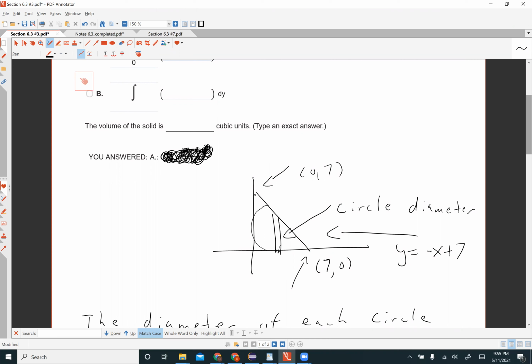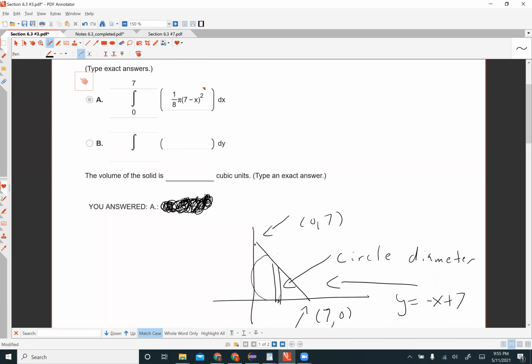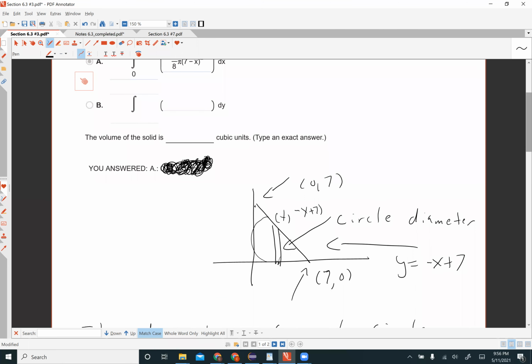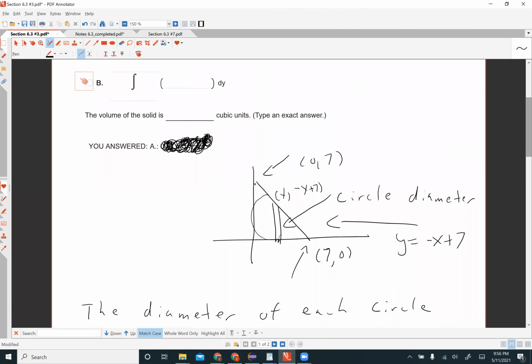I have two points, (0, 7) and (7, 0). So we compute the equation of that line for the hypotenuse, and it's y equals minus x plus 7. We take any point here, and go from x up to minus x plus 7. So the radius of any of the circles is minus x plus 7. I'm sorry, the diameter of any of the circles is minus x plus 7.